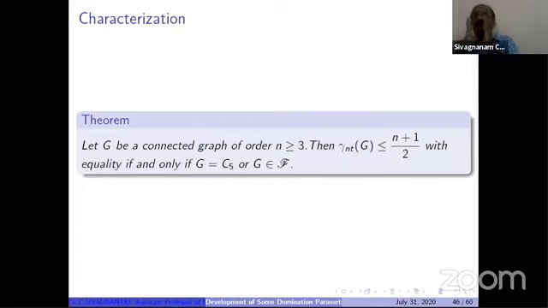Now we have another characterization, for the upper integral n by 2. We have to characterize this. For this, we are defining one family of trees.